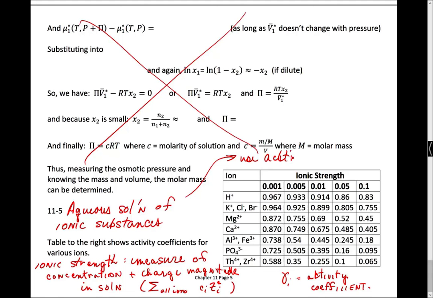Oops, activities. All right, so when you go to do pH, everybody's been taught pH is minus the log of the hydronium ion concentration. It really should be minus the log of the activity of the hydronium ions. Okay? Does that make sense? All right, so that's pretty much all of the new material.